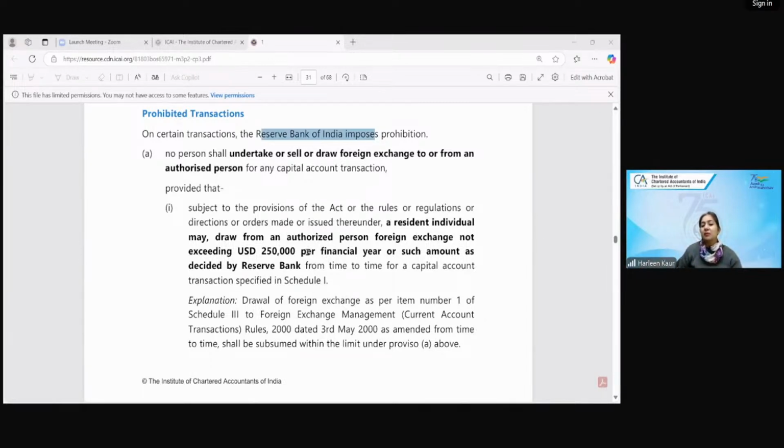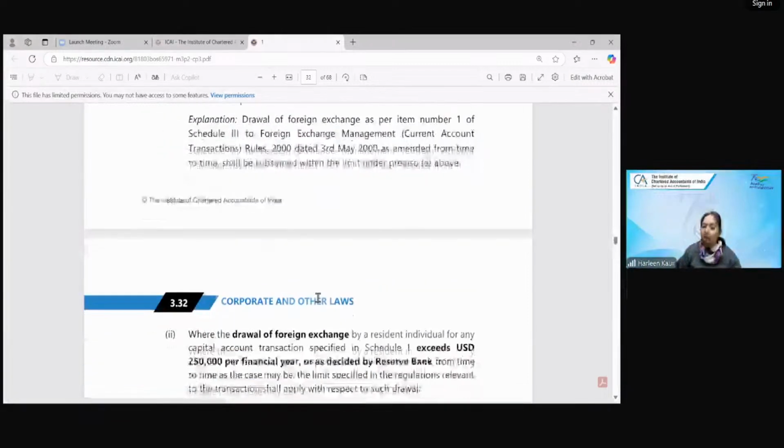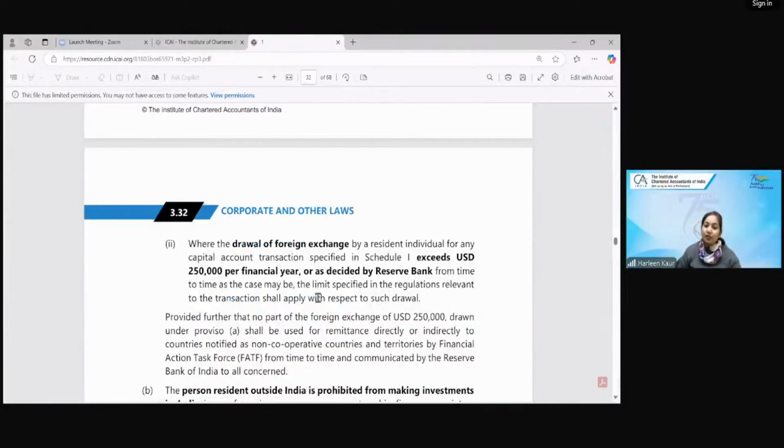They are saying the same scheme is applicable from time to time for the capital account transactions also. Have you understood? The same scheme which was there for current account, the same limit of 2,50,000 USD, applies to the capital account transactions also. Where the foreign exchange drawal exceeds 2,50,000 or as decided by the Reserve Bank, a limit has been set per transaction, so you cannot exceed that.